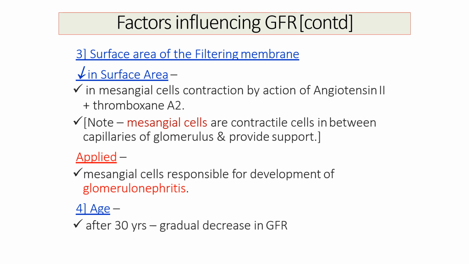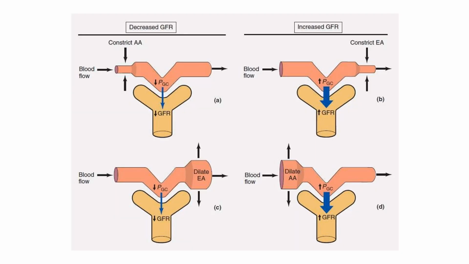This is the inflammation of the glomerulus, and age also affects GFR. After 30 years, there will be a gradual decrease in GFR. This picture shows the conditions when the GFR decreases and when the GFR increases. GFR decreases when there is decreased blood flow, which may be because of constriction of the afferent arteriole.